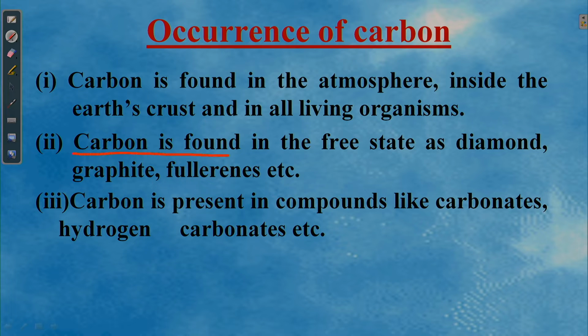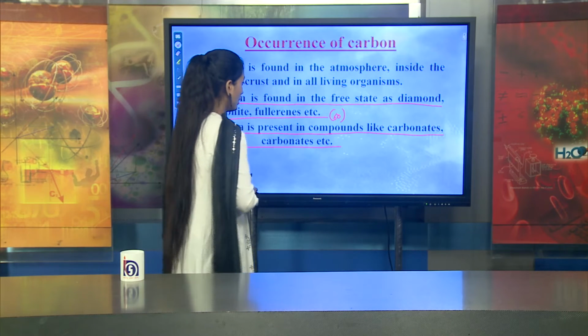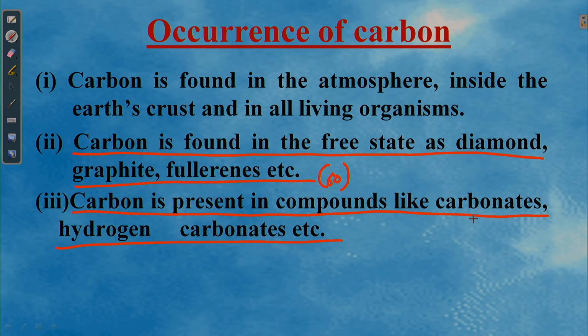Carbon is found in the free state as diamond, graphite, fullerenes, etc. The example of fullerene is carbon 60 and more than carbon 60. Carbon is present in compounds like carbonates, hydrogen carbonates, etc. So the formula of carbonate is CO3 2-, and for hydrogen carbonate it is HCO3 -.